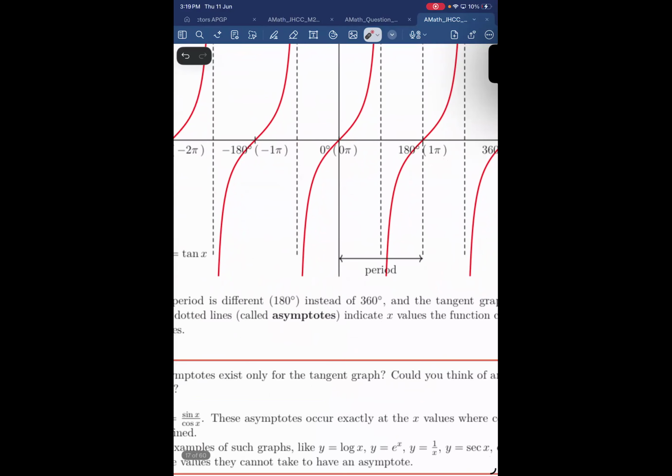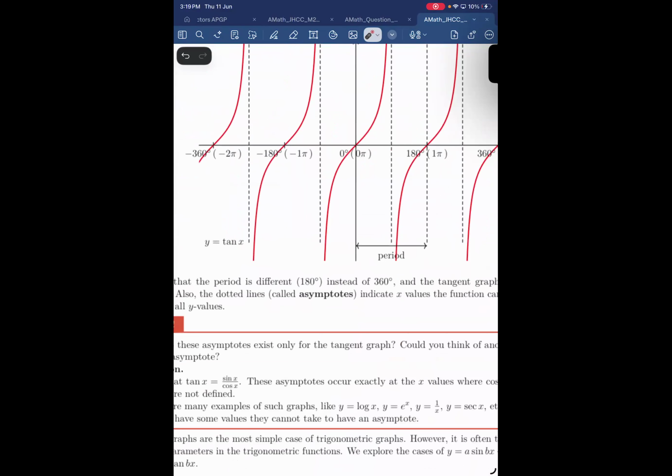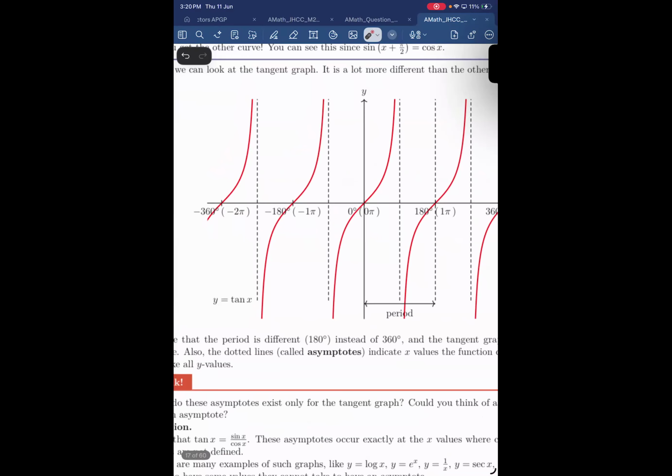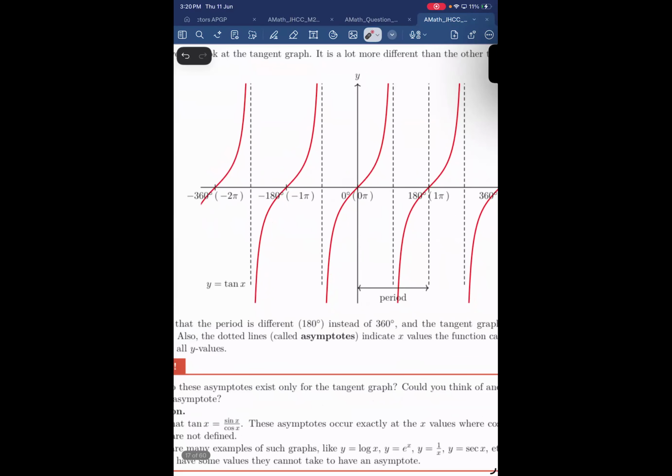Okay. So why are there asymptotes? The reason is that tangent is sine over cosine. There are some values where cosine x equals 0. I think cosine of 90 degrees is equal to 0. So imagine when cosine 90 degrees equals 0, then sine x is some number, I think it's 1. 1 divided by 0 is undefined, right? So that's why at this particular point, the asymptote does exist, because the cosine is not defined.